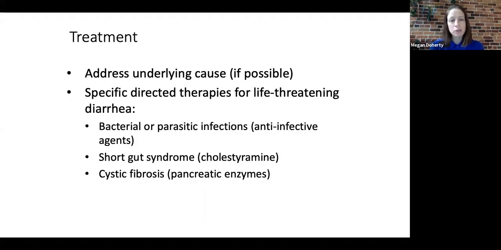The treatments that we should think about should address the underlying cause if possible. Often we have to stop certain treatments which are causing diarrhea. There are also indications for specific directed therapies for certain types of life-threatening diarrhea or certain causes. If the child has a bacterial or parasitic infection, we should obviously use anti-infective agents targeting that. For short gut syndrome, we sometimes use a product called cholestyramine. And for cystic fibrosis and other diseases where pancreatic enzymes are insufficient, we recommend replacement of pancreatic enzymes.